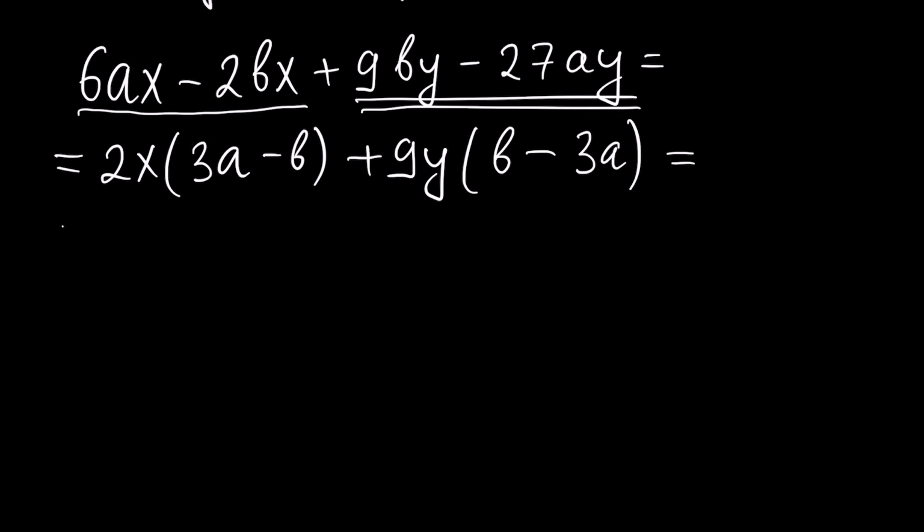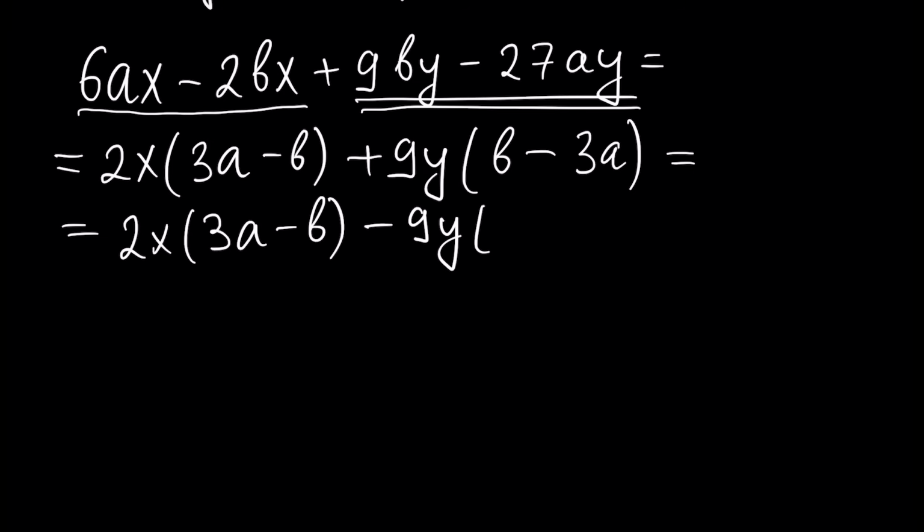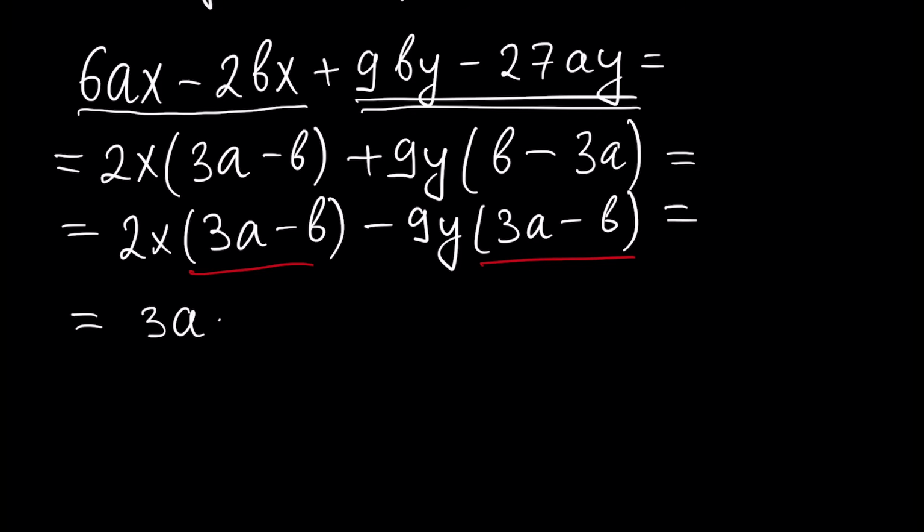And now we rewrite, and as in the previous example, change the sign of the second term, and we will have minus 9y times 3a minus b. Next we take out these factors, and we will have 3a minus b times 2x minus 9y.